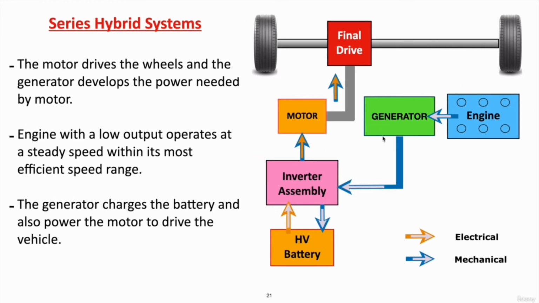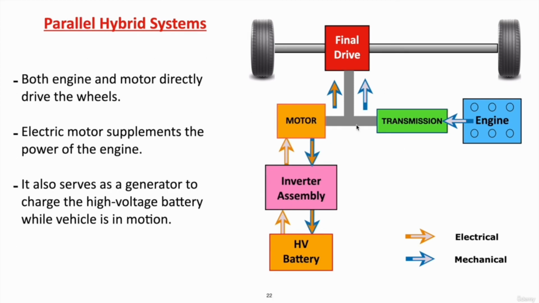So in series we have a generator which has only one function, to charge the battery, and the motor is the one which drives the wheels. In parallel we have a transmission, which means there is no generator, so the engine does not help in charging the battery. The transmission will transfer the power to the wheels, and the HV battery will also supply its electricity to the motor to drive the wheels.